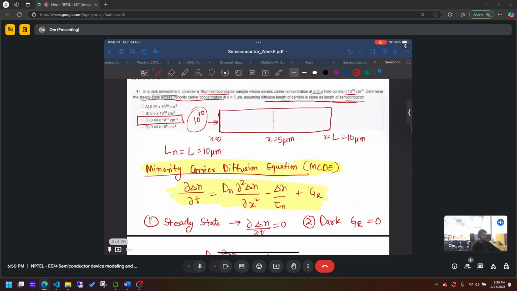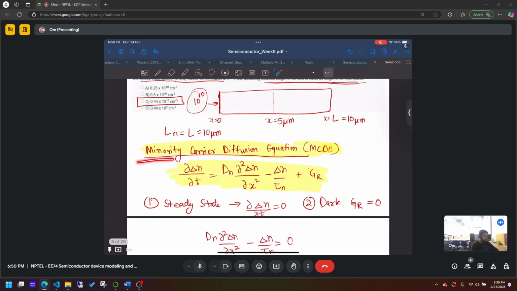So, just to recap, we have used the minority carrier diffusion equation for solving this question. We had two boundary conditions. First, delta n at x equal to 0 is fixed at 10 to the power 10, and second, the length of the semiconductor is equal to the diffusion length, so the delta n here would be 0.